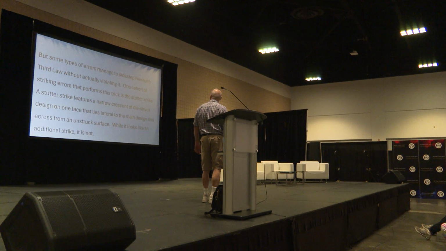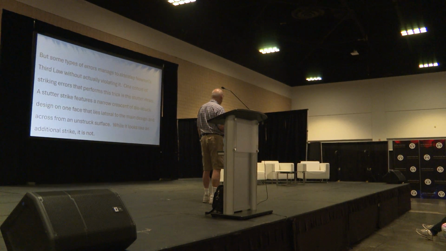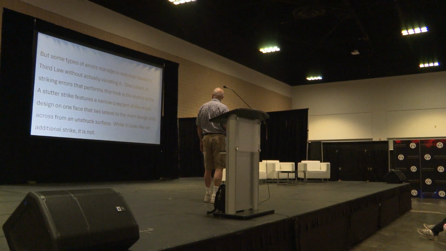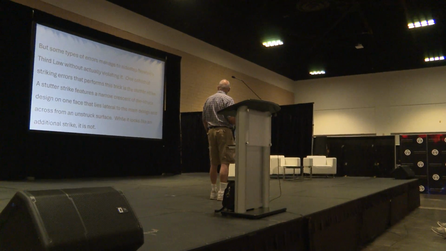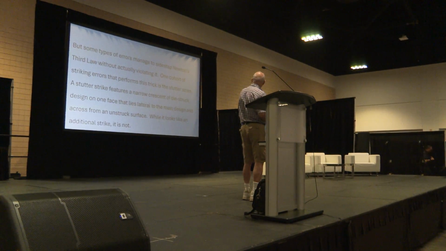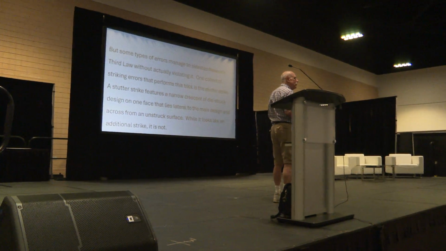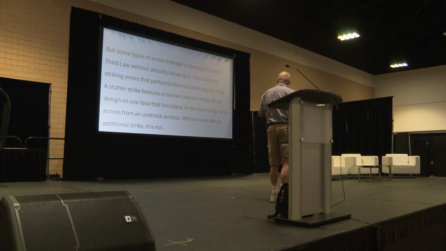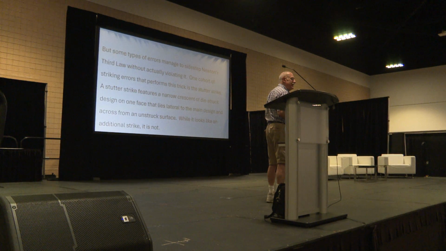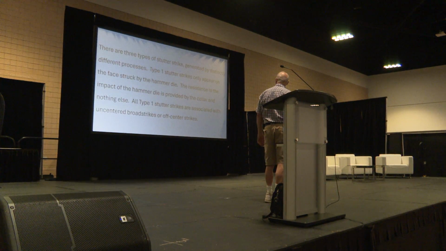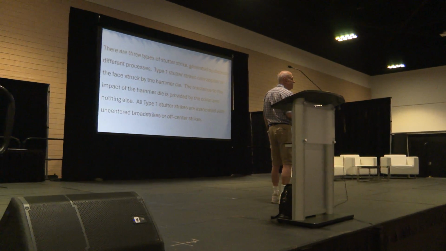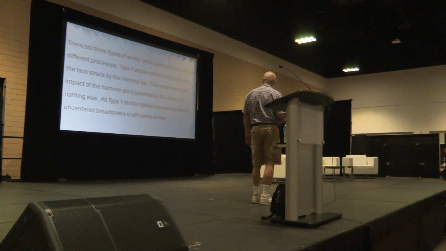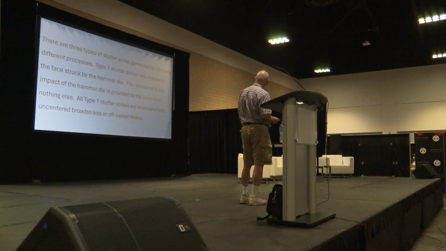One cohort of striking errors that performs this trick is the stutter strike, something you may not have heard of. A stutter strike features a narrow crescent of die-struck design on one face that lies lateral to the main design and across from an unstruck surface. While it looks like an additional strike, it is not. There are three types of stutter strikes generated by distinctly different processes.